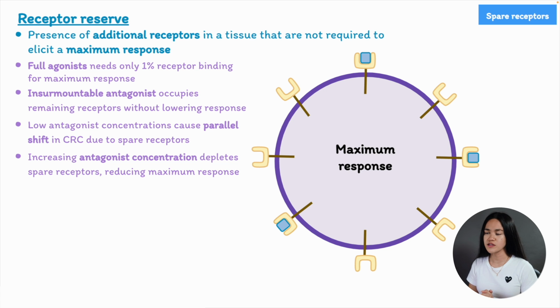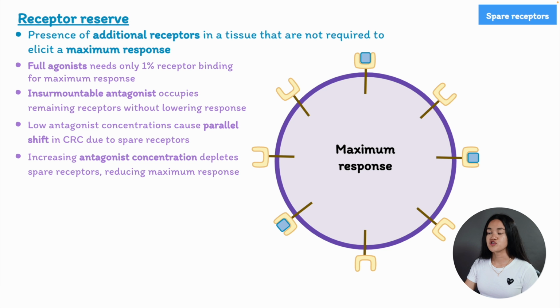an example. So let's say we had a potent full agonist drug with high efficacy. In this case, only 1% of the total receptors need to be bound by the agonist to produce a maximum response in the tissue or cell or system. So due to the full agonist's high efficacy, an irreversible or insurmountable antagonist could potentially occupy the remaining receptors without lowering the maximum response. At low concentrations of the insurmountable antagonist, it initially produces a parallel shift in the CRC. This occurs because, again, the spare receptors or receptor reserve can still allow enough agonist binding to maintain the maximum response.